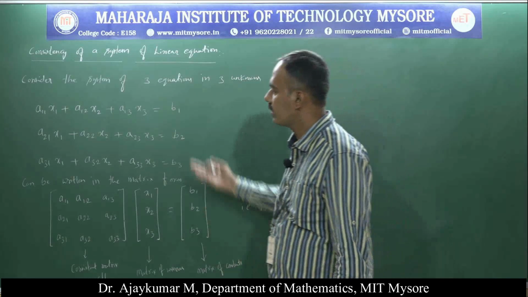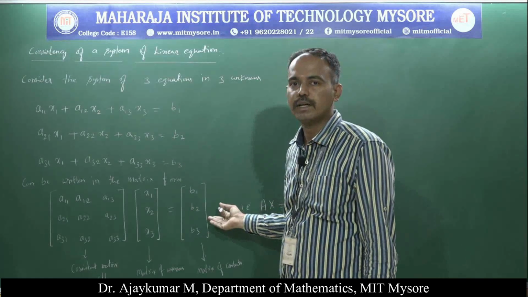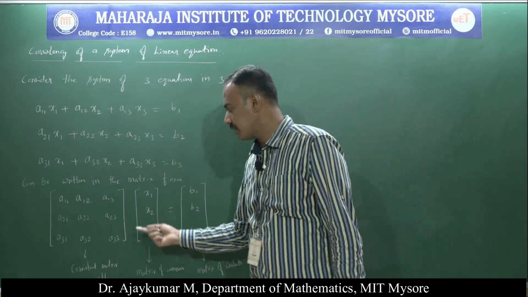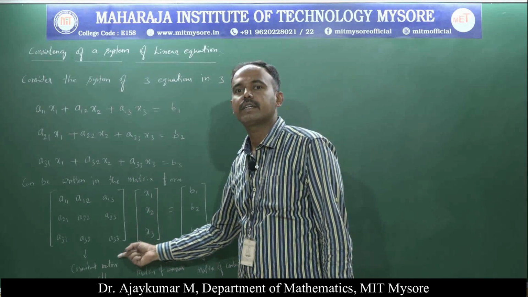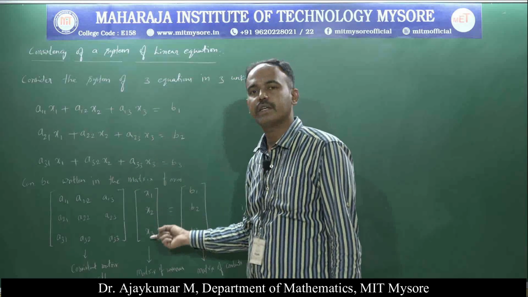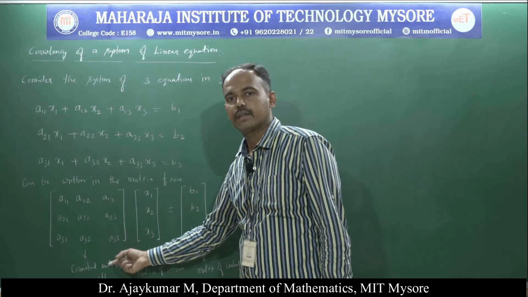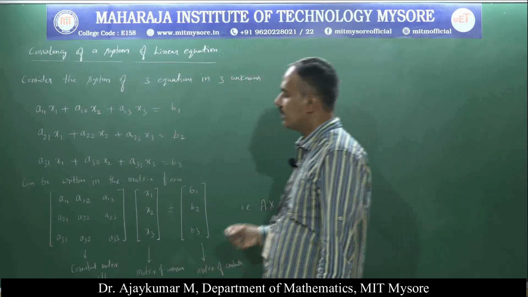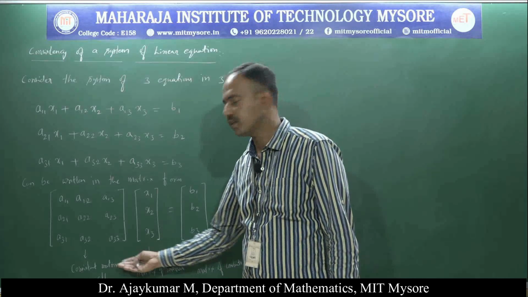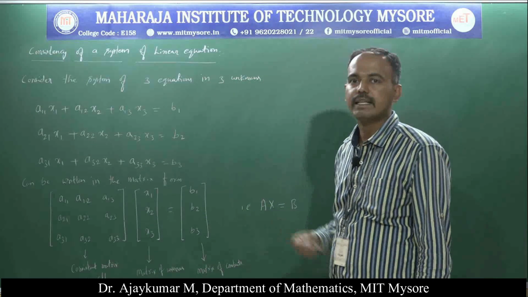Now the question is how to solve these three equations, and how to check the consistency. That will be the important observation here. Suppose the system is consistent, which means it has a solution. After solving the three equations, if we get a solution, we consider the system consistent. Suppose it is inconsistent, then we get no solutions. If we have no solutions, the system is inconsistent.